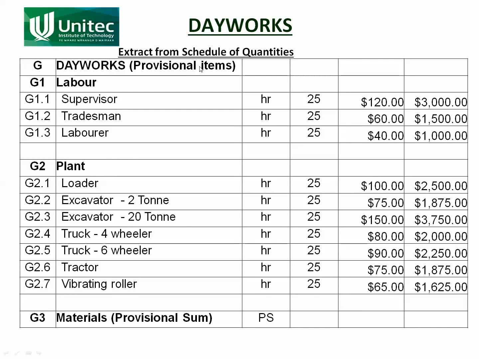Now these are what's called provisional items, which means they don't have to be expended. They are expended on the order of the engineer. If the engineer doesn't need to expend them, then the contractor doesn't get paid for them. And you can see that these rates here are what the contractor puts in, and so this all becomes part of the tender price. So it's in the contractor's interest to keep these as low as possible, otherwise his contract price is going to be a bit high.